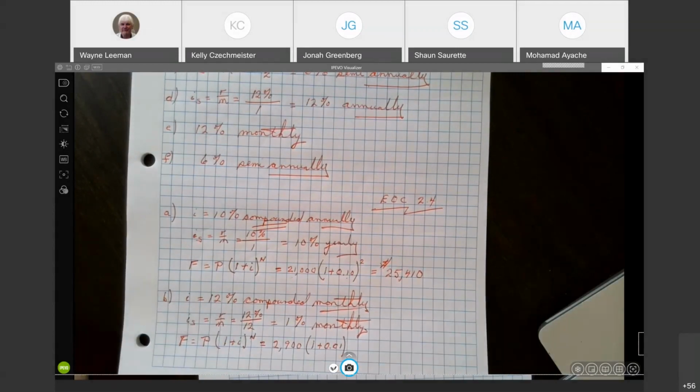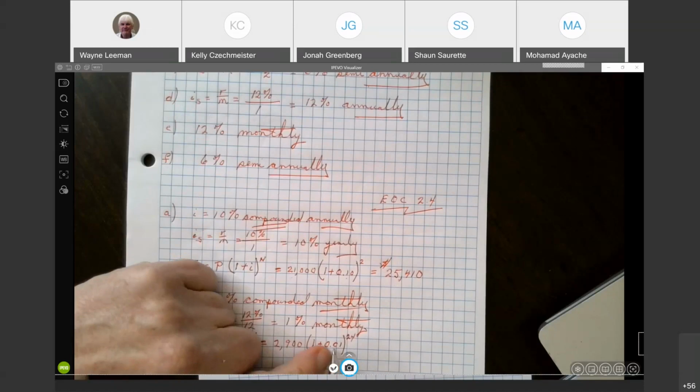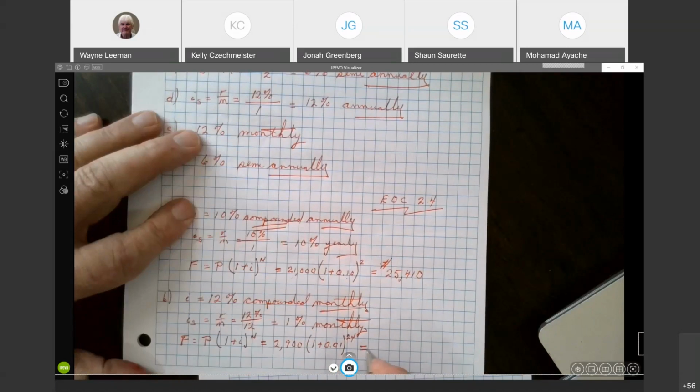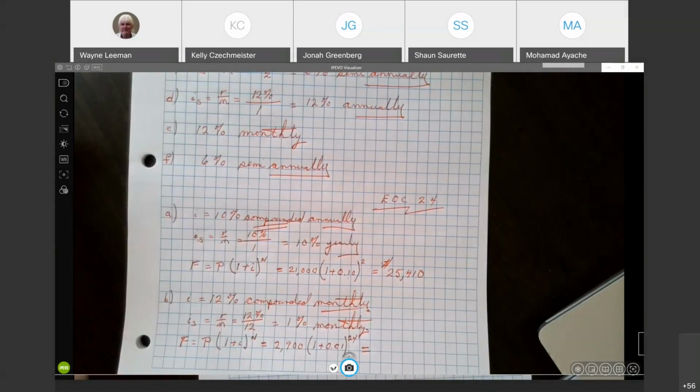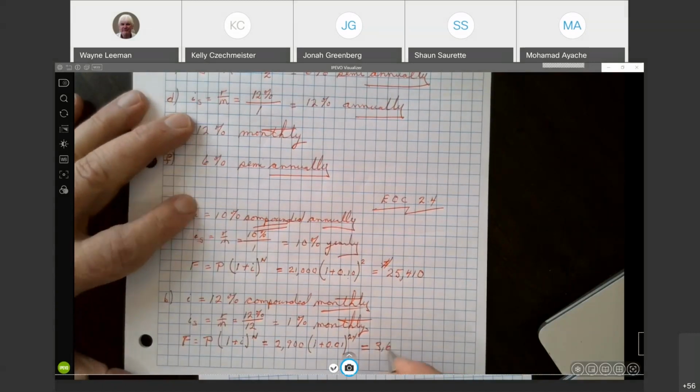Can you tell me? 24. We need months up here. We can't leave it as years because our interest rate is in months. So the number of compounding periods has to be in months. So putting a 2 in there will undoubtedly get you a wrong answer. If you do this, you should end up with an answer here of $3,682.23.